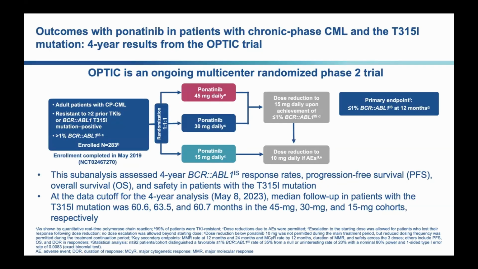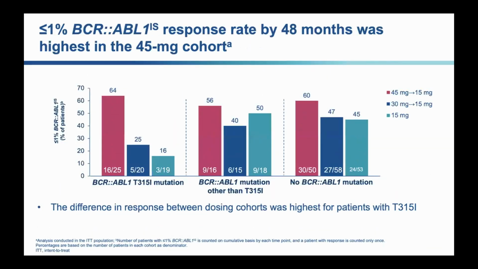This was a randomized study between 45, 30 and 15 starting dose in patients with 315 mutations or patients with at least 2 prior tyrosine kinase inhibitors. You see on the left that patients with 315 mutations had a major advantage with the 45 milligram dose.